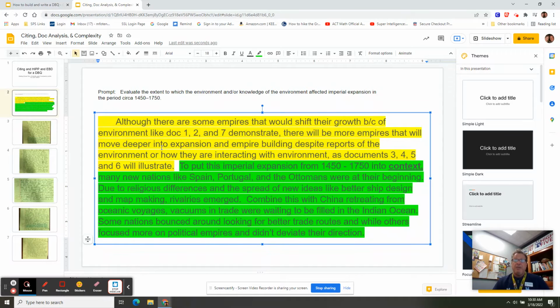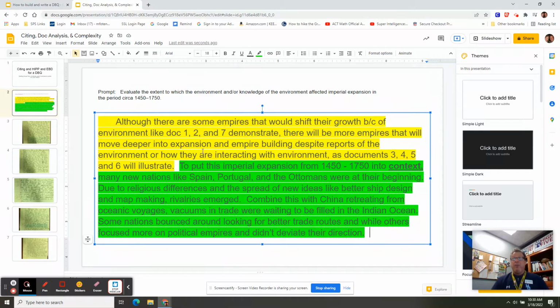I got a good thesis statement. That is to say, something that I can stand on and write about forever and ever. And my essay is going to be built off of that. My next paragraph, you better believe, is going to talk about documents 1, 2, and 7. And then the paragraph after that is going to talk about 3, 4, 5, and 6.